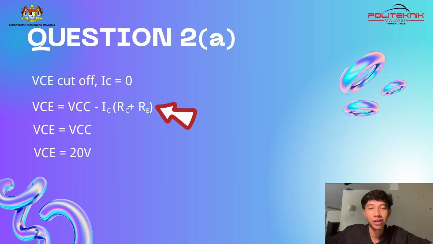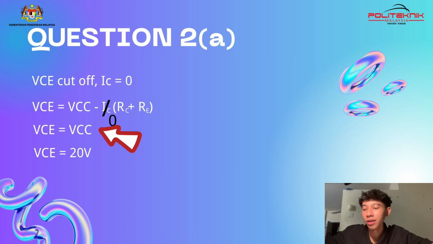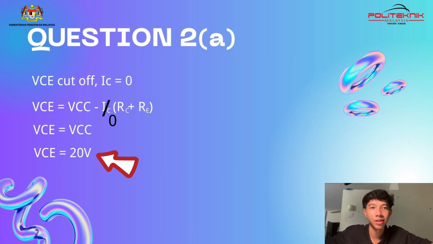So it's an easy question. So VCE is equal to VCC minus IC multiplied with RC plus RE, and IC you change it to the value given, I mean the 0. The last thing left is VCE is equal to VCC. So VCC is 20, and then VCE cutoff is 20 volt also.